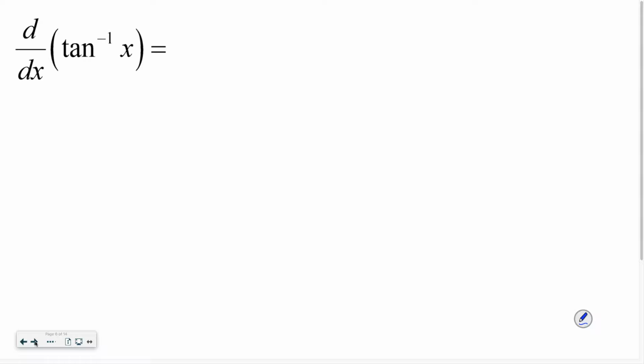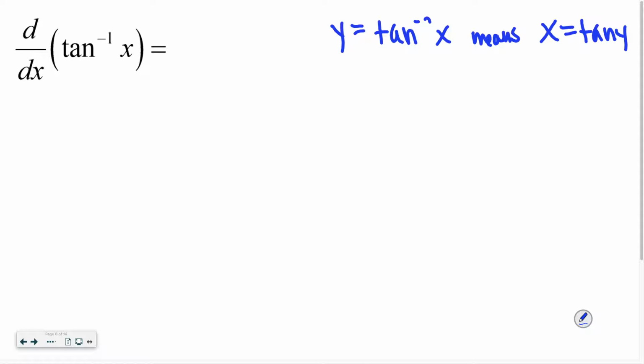I am going to show you where the rule comes from. What I am about to do, you will not have to regurgitate. I'm just showing you the why behind the rule. If y equals the inverse tangent of x, let's do some calculus, that means x equals the tangent of y, right?